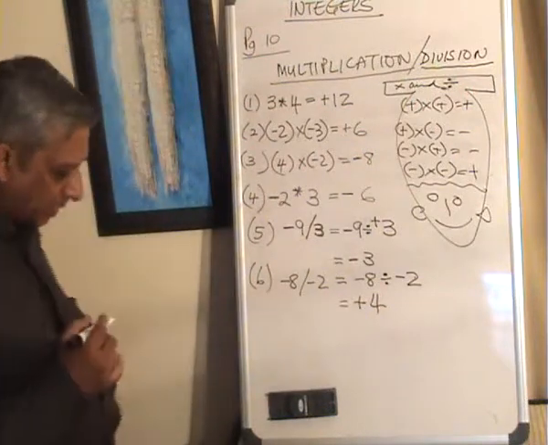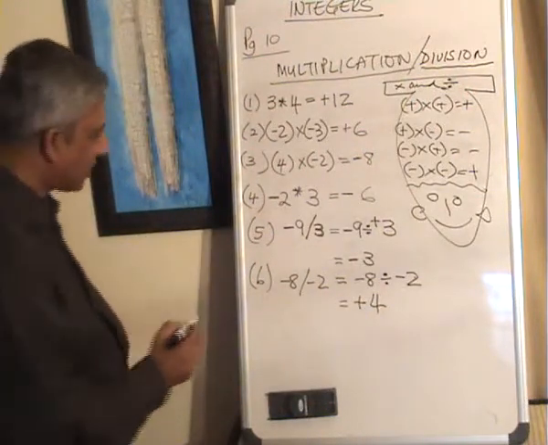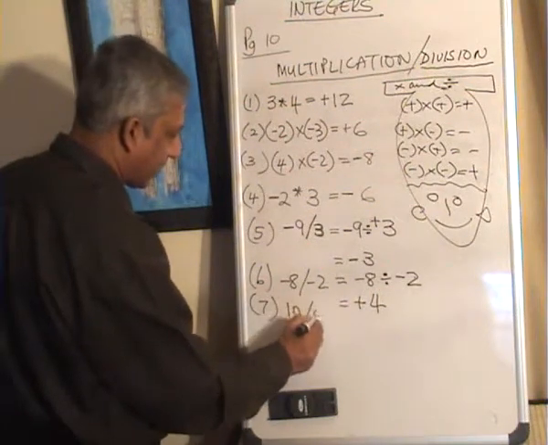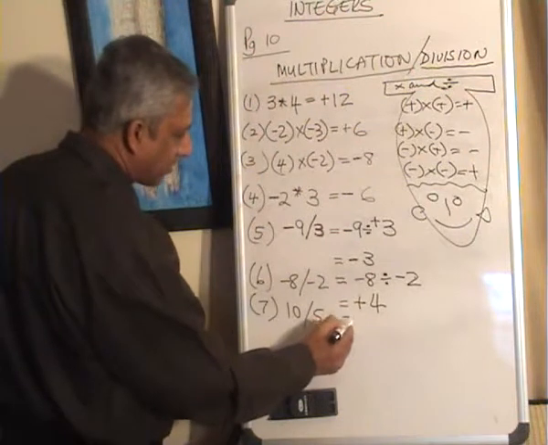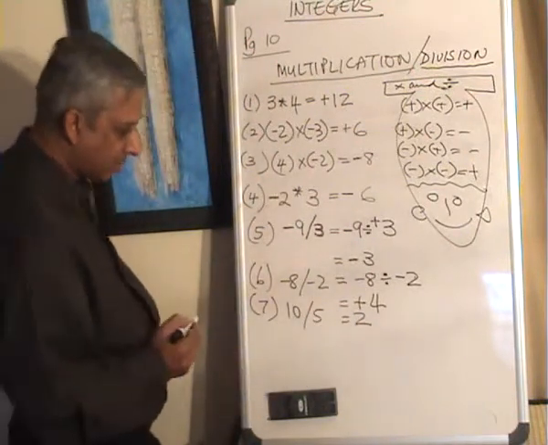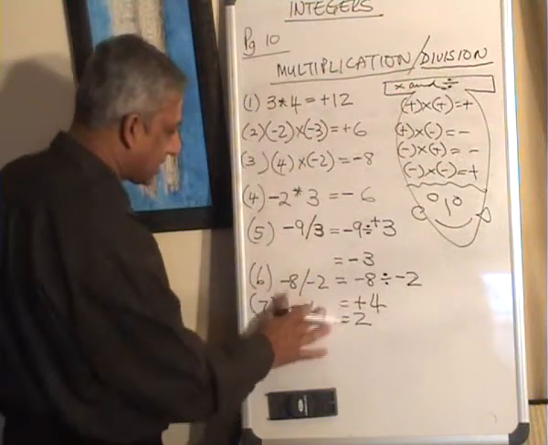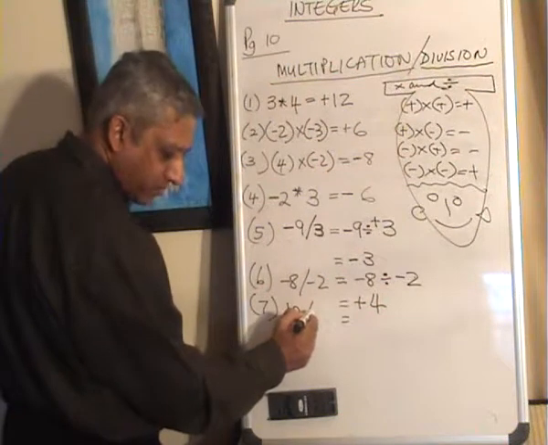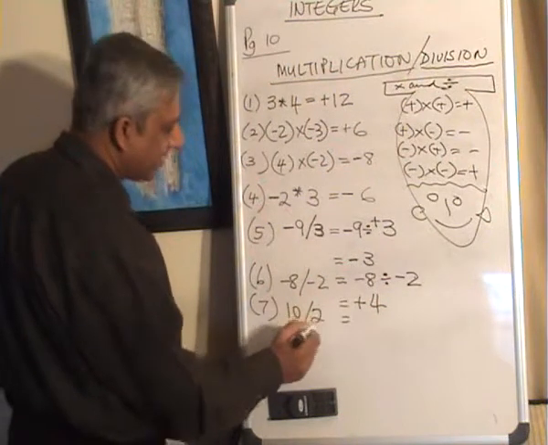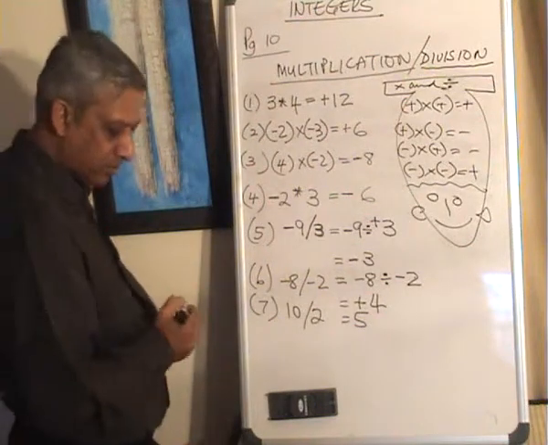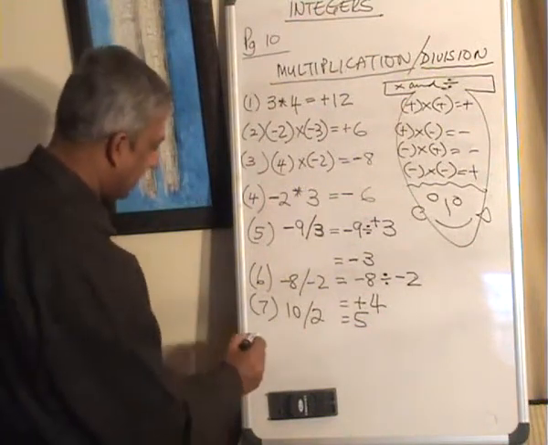So, let's move on. The second last one, number 7: 10 divided by 2, and the answer is 5. Right. And then finally, the last example.